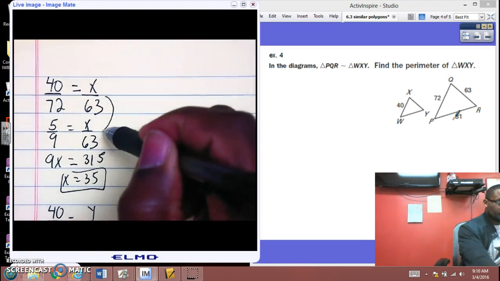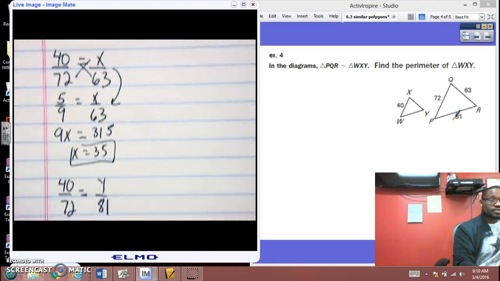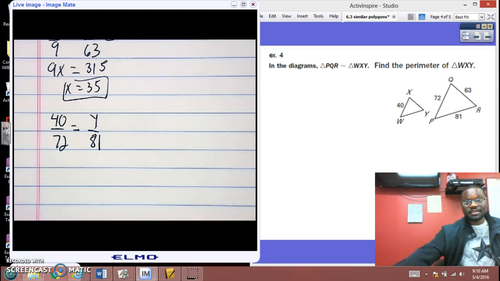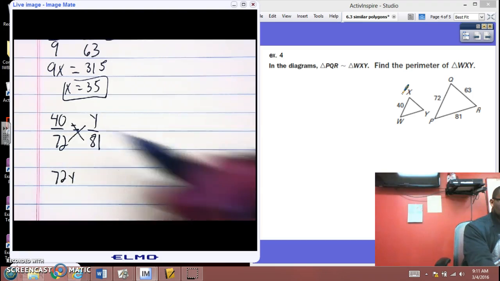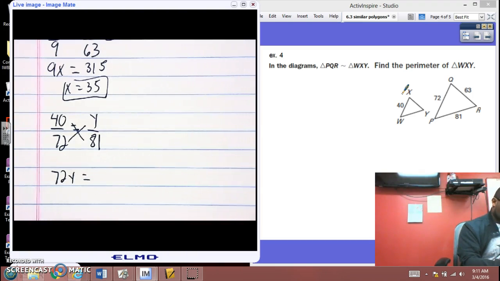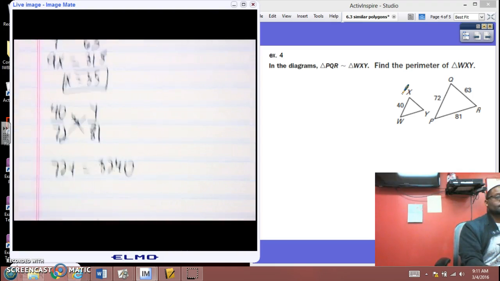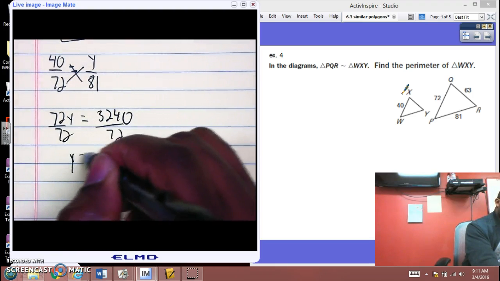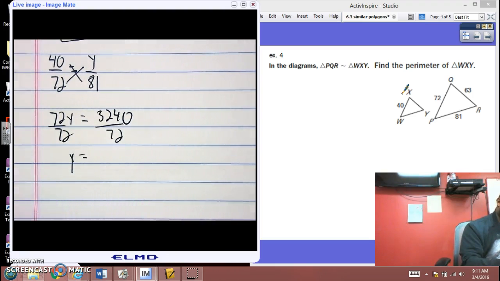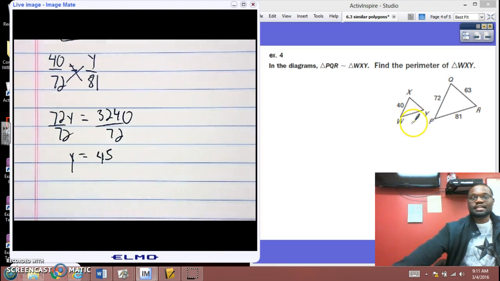Again, you don't have to do this step. You can go straight into cross multiplying if you like to, but it just makes it a little bit easier for me. By the way, that means this side right here is 35. Now, over here, I'll just keep it like this. I'll say 72y without reducing. 72y equals 40 times 81, 3,240. You divide both sides by 72, and you get that y equals 45. So that means this side is 45.